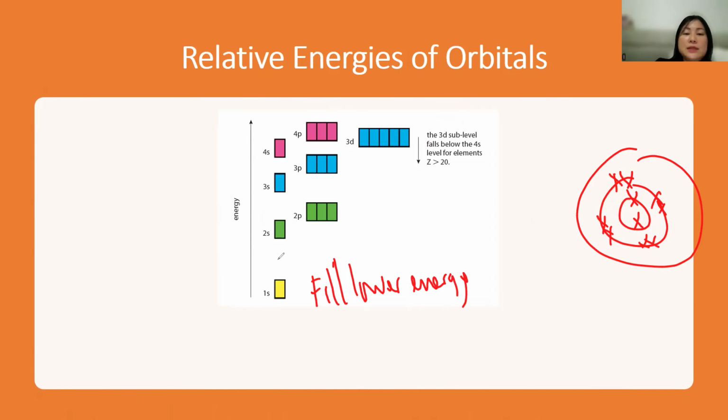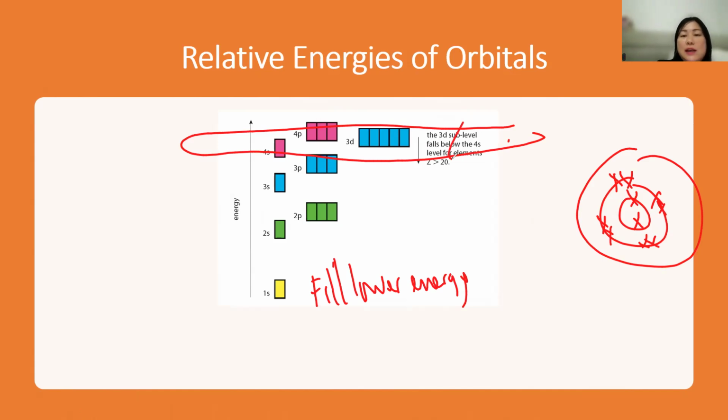So after we fill out 1s, then we go on to fill the 2s, then the 2p, and then we go according to increasing energy. After that will be 3s, then 3p. But that's the problem here now. The problem is here. Can you see here?